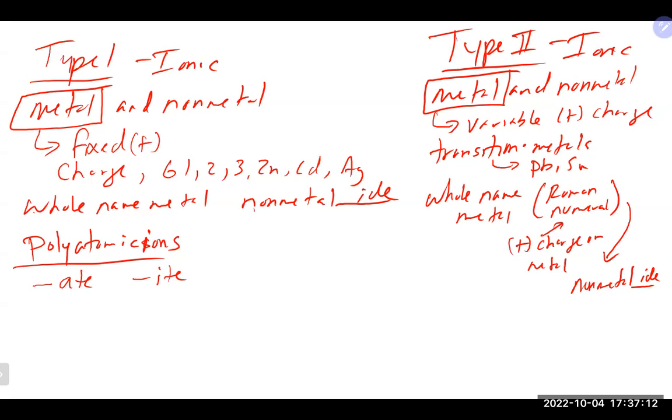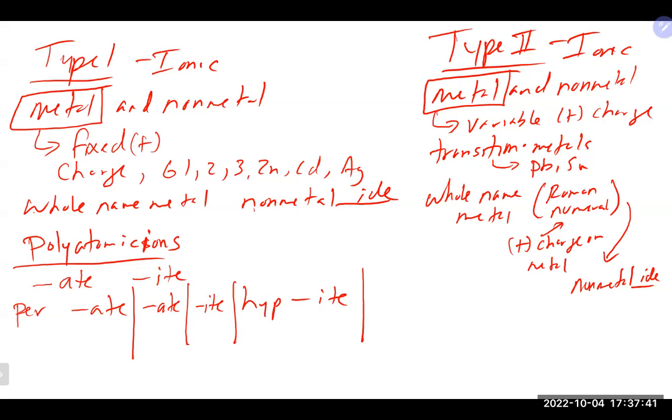The one with the most oxygens has -ate at the end of it, and the ones with the least number of oxygens have -ite. In a group of 4, they additionally put per- in front of the one that ends in -ate, and hypo- in front of the one that ends in -ite. So you have, for example, perchlorate, chlorate, chlorite, and hypochlorite in a group of 4.